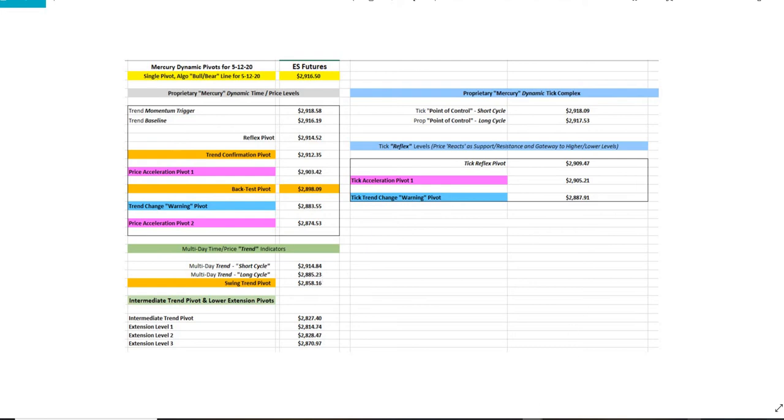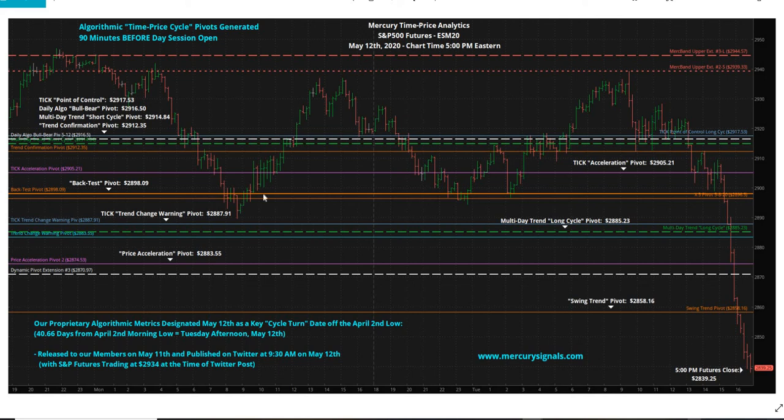Let's go back to the screenshot that shows these levels labeled. Now, we knew this chunk of price right here was going to be very important, because look at all the pivots you have. Your tick point of control at 29.17.53, the daily algo bull bear pivot at 16.50, and every level on this chart, these are published before the day session opens. So none of this is done after the fact. What's remarkable about our algos is our subscribers get this before the market even opens.